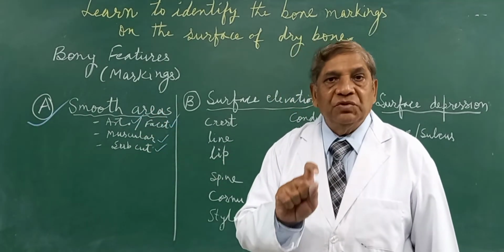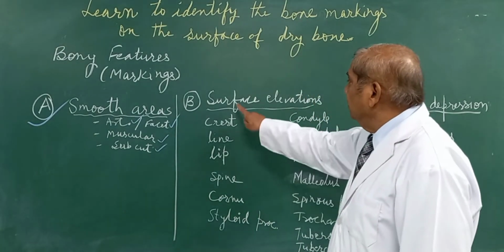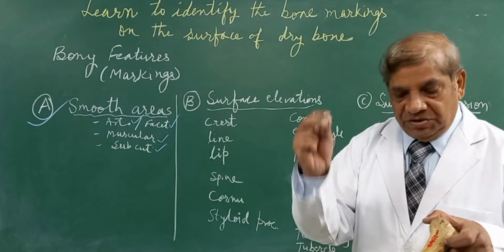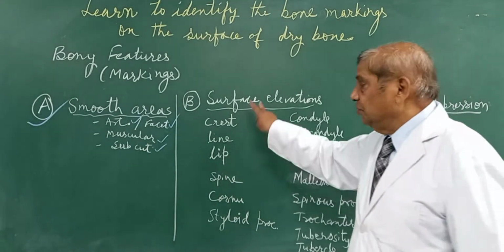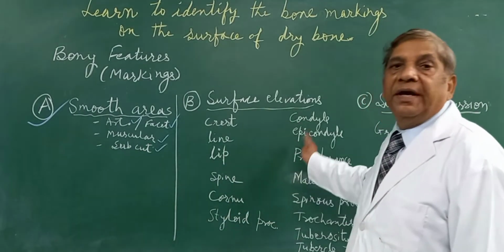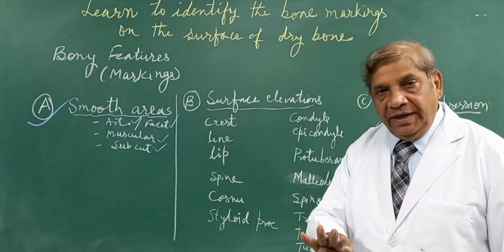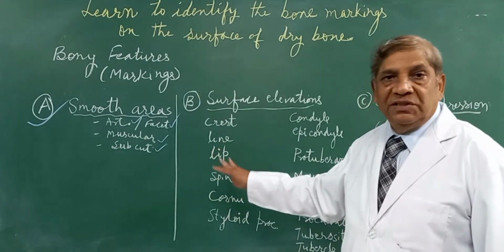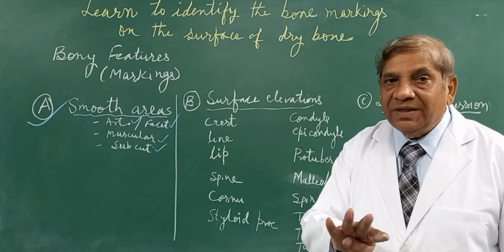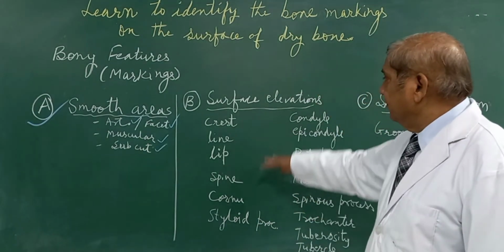Let us come to the second category of the bone markings on a dry bone, which are due to surface elevation. From the surface there are a lot of bony projections that will be seen, and these are given different names. Don't be afraid, you will understand it gradually. The first time you will see that there are so many, and you will not be able to remember them. It's not like that. Gradually you will learn it, so don't be afraid of this.